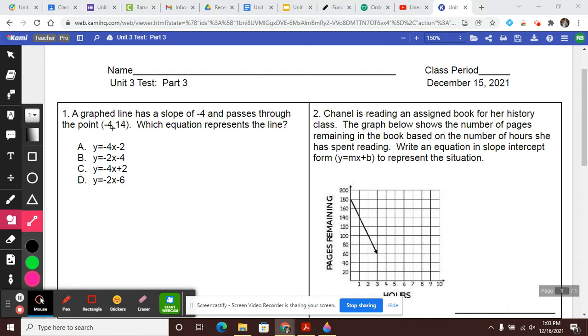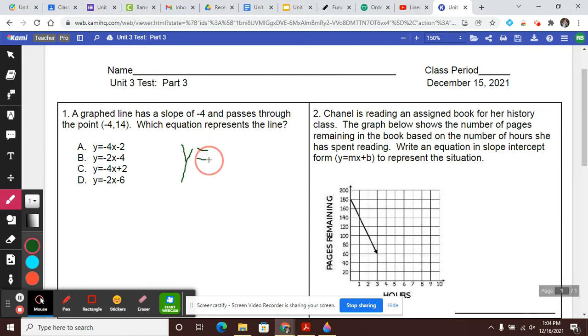So here we have a graphed line that has a slope of -4 and passes through the point (-4, 14). The first thing I'm going to do, because I know the slope, is cross things out so that I know what I'm not going to use. I know I'm going to have y equals -4x to start my equation, because that's my slope. I'm going to cross out anything that doesn't have that. So I know it's not b, and it's not d, because those both don't have a slope of -4. So I've narrowed myself down to a and c.